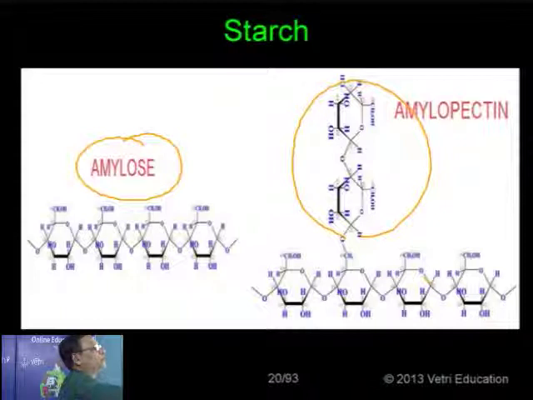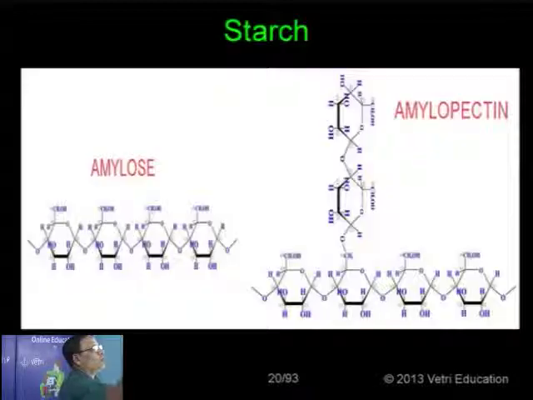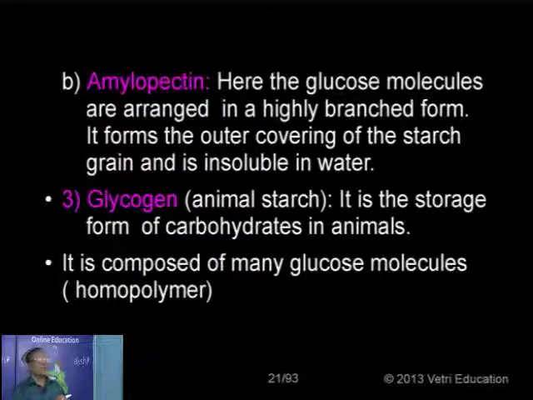So these are the two main differences that we have. I mentioned them here also. In amylose, the glucose molecules are arranged in a linear form, and it forms the inner portion of the starch grain and is soluble in water. The amylopectin is a branched form. The glucose molecules are arranged in a highly branched form, and it forms the outer covering of the starch grain and is also insoluble in water. So that's about starch, a storehouse of energy in the plant body, formed of glucose molecules, a homopolymer, arranged in two different molecular forms: amylose and amylopectin.